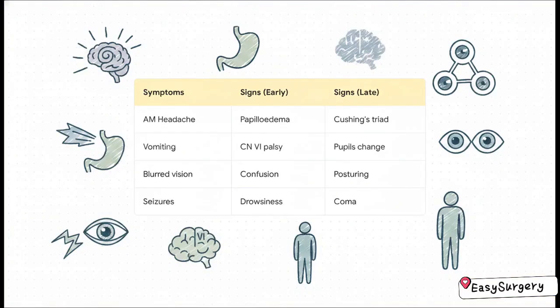For symptoms, patients typically present with a headache that is worse in the morning, projectile vomiting, blurred vision, diplopia, altered consciousness, and seizures. When you examine them, early signs reveal papilledema, a sixth nerve (CN VI) palsy, confusion, and drowsiness. But if those are ignored, critical late signs develop: Cushing's triad, pupillary changes, decerebrate or decorticate posturing, and ultimately coma.